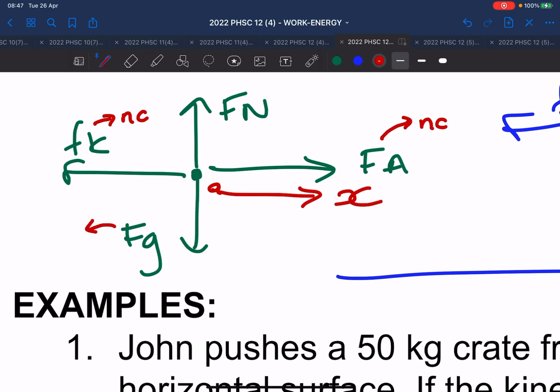Gravitational force is a conservative force because it's a non-contact force. And normal force is a non-conservative force. But I'm putting this one in brackets because it's always zero. So it doesn't play that big a part.